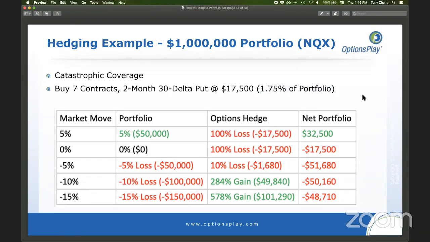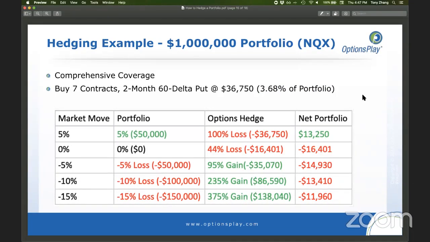So next, what I want to take a look at is the comprehensive insurance. What does that look like? So this is, again, the same $1 million portfolio. I'm going to use the same instrument to hedge with. But this time, I'm going to buy 7 contracts of the 2-month 60 delta put. So an in-the-money put, much more expensive. Instead of $17,000, this now costs me $36,000, which is 3.68% of my portfolio. So significantly more than double what I paid for the catastrophic insurance.